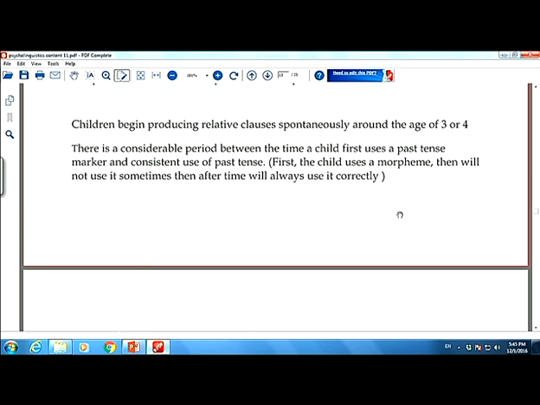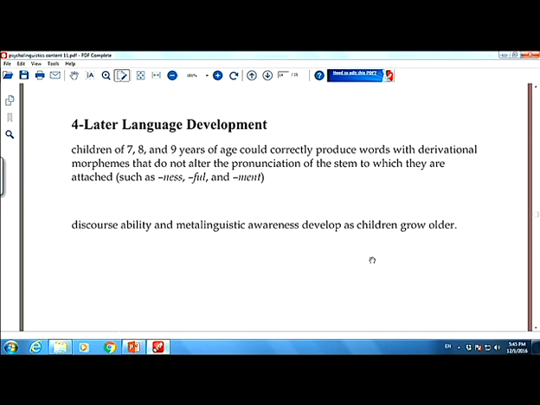What do we mean by there is a considerable period between the time a child first uses a form like a morpheme, past tense -ed, and consistent use of it? We explained that before. First the child will use a morpheme, then will not use it sometimes, so sometimes drop it. But then after time, they will always use it correctly. Then later stages of language development, you can see it here, around 7, 8, and 9.